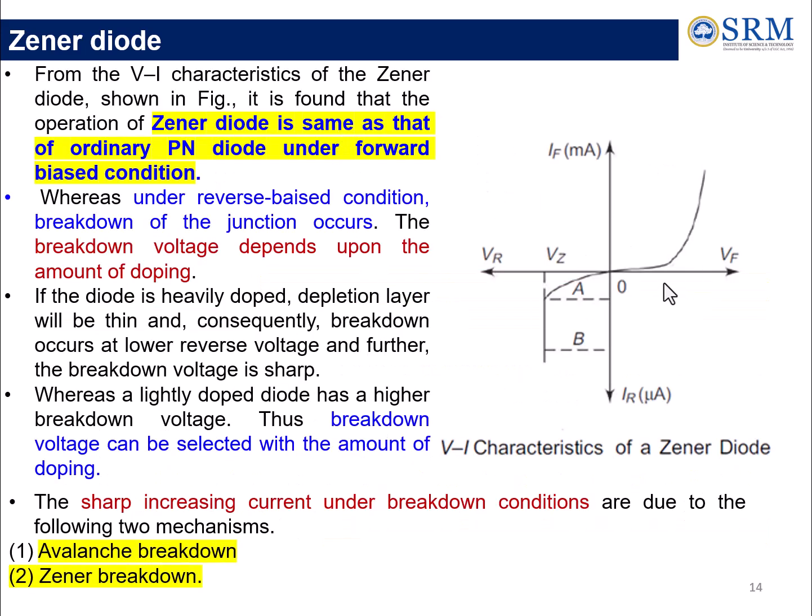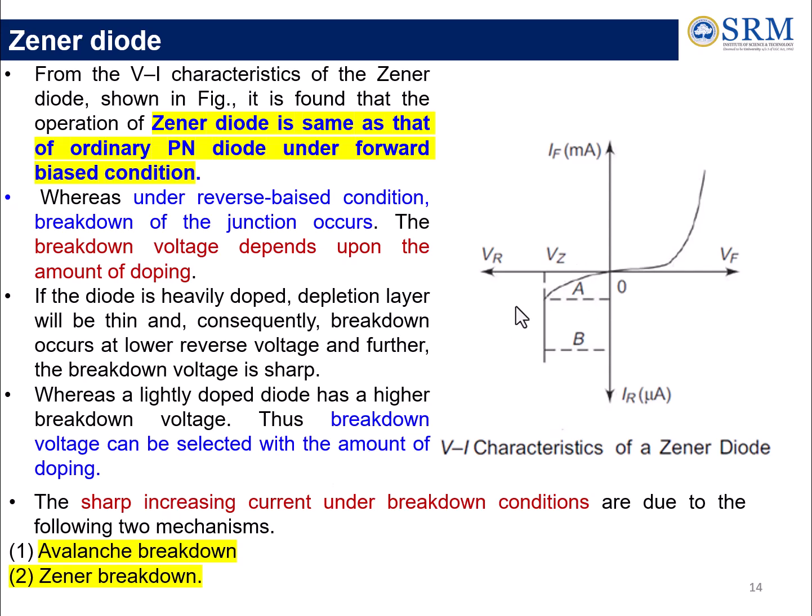From the VI characteristics of the Zener diode, we can find that the Zener diode has the same characteristics as an ordinary PN diode under forward bias condition, whereas under reverse bias condition, breakdown of the junction occurs. This breakdown voltage depends on the amount of doping. If the diode is heavily doped, the depletion layer will be thin, and therefore the breakdown occurs at a lower reverse voltage, and the breakdown is also sharp. Whereas a lightly doped diode has a higher breakdown voltage. So the breakdown voltage can be selected with the amount of doping.